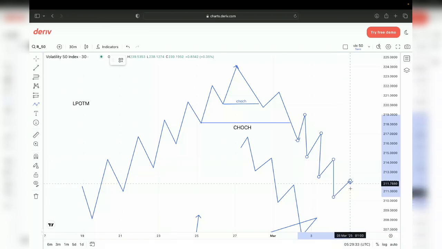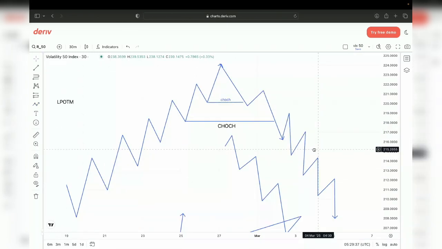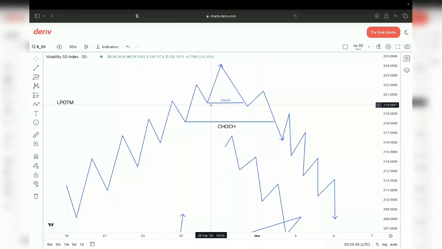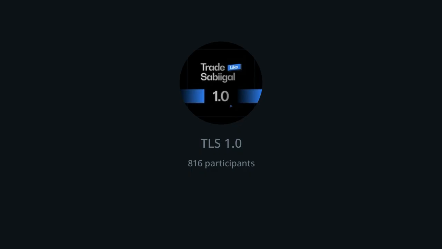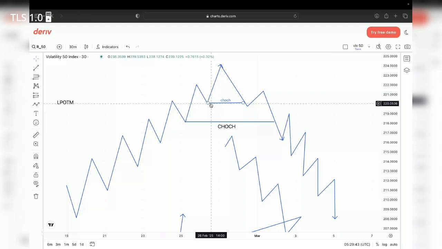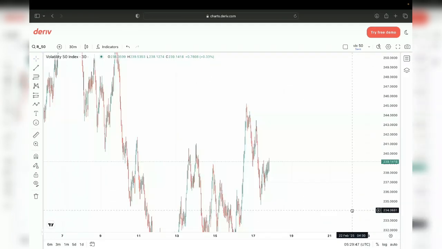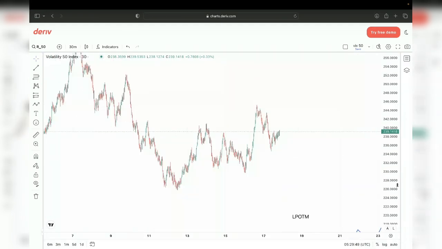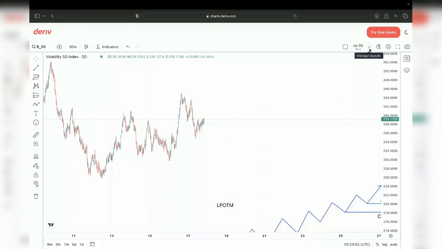Now, the basic market structure per se would have told you that from here is now considered as what? As time to sell. But was it like that? No. So what do we have to do? We have to buy again, because that zone is still valid. Let's go into the charts.